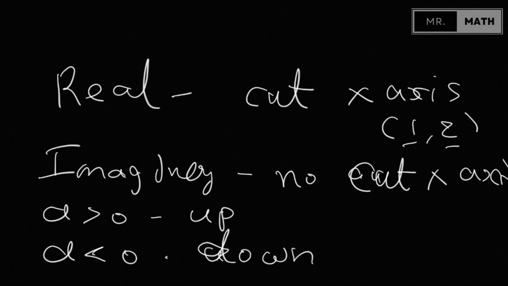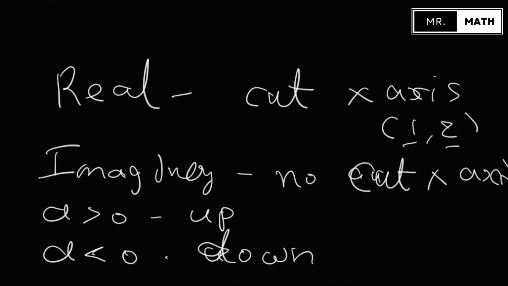Then methods to find roots: factorization and quadratic formula. Factorization, there are two cases. If the sign of c is negative, then find the factors of c in such a manner that if we subtract both of them we get b. And if the sign of c is positive, then find the factors of c in such a manner that if we add both of them we will get b, right? So this is the factorization.